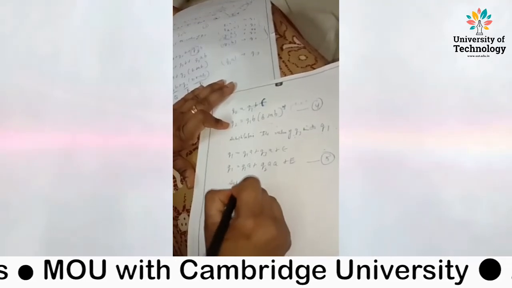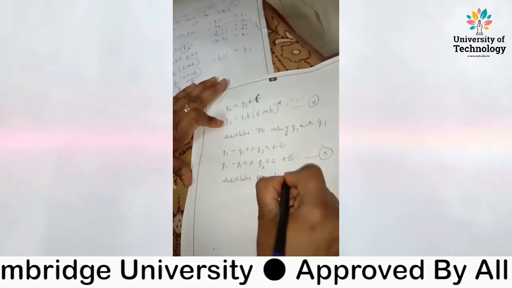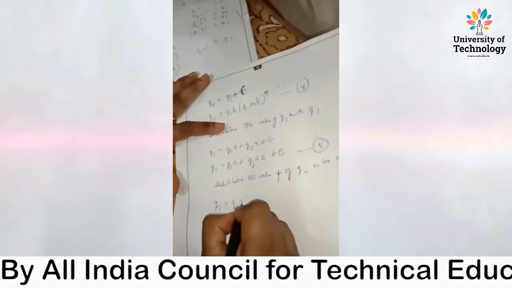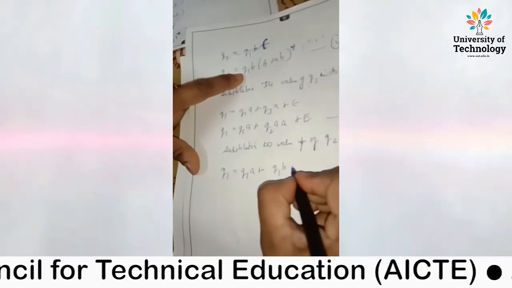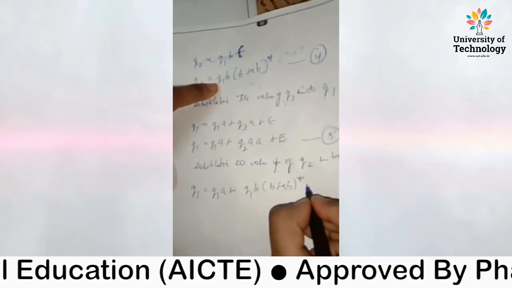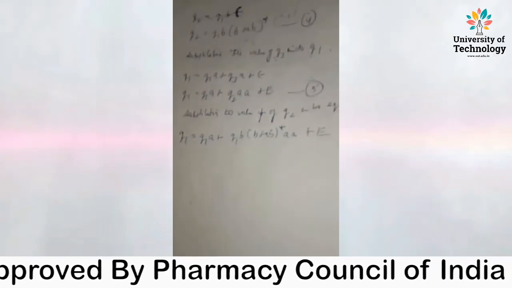Now substituting the value of Q2 into, say, equation number 5, right? So Q1 is equal to Q1A plus, what is the value of Q2? It is Q1B, B plus AB Kleene closure, and AA plus epsilon. See what we have done? We have simply substituted the value of Q2 into this, right?